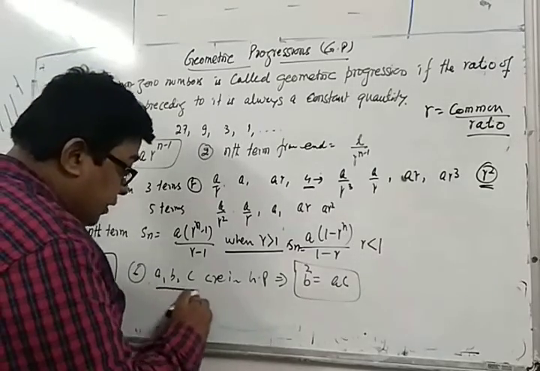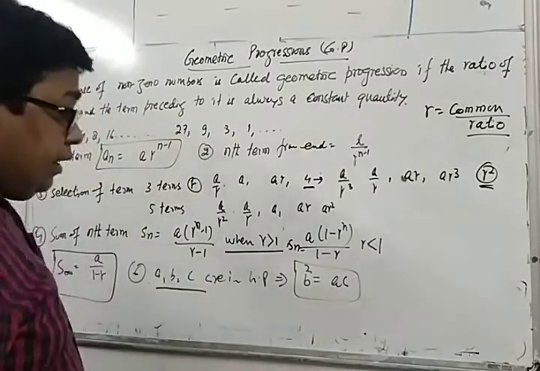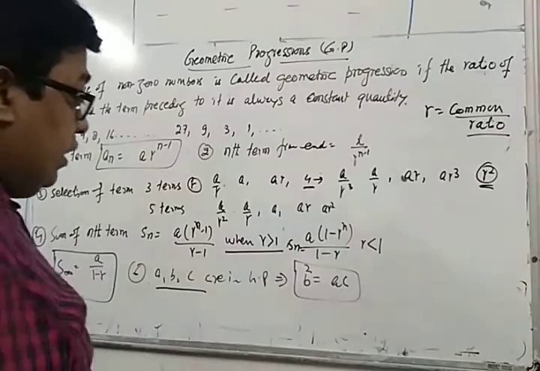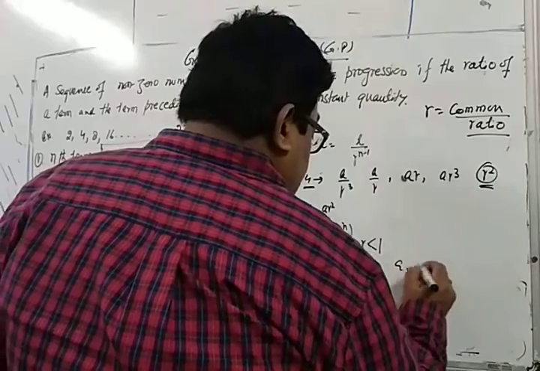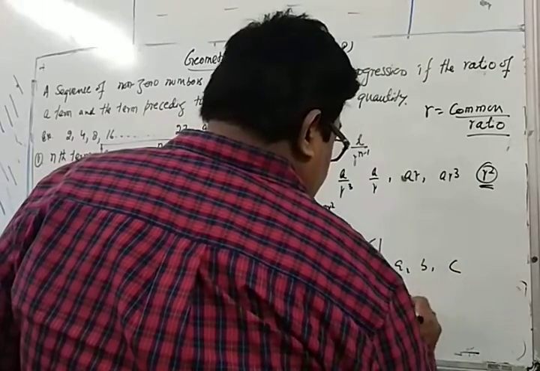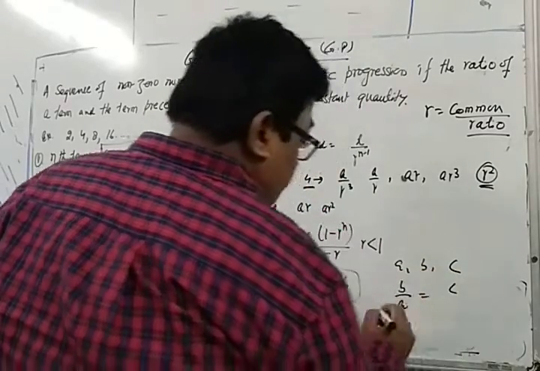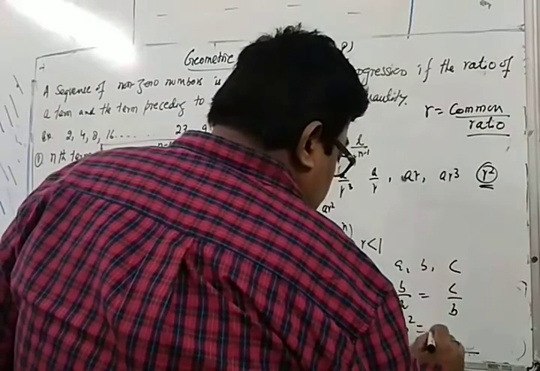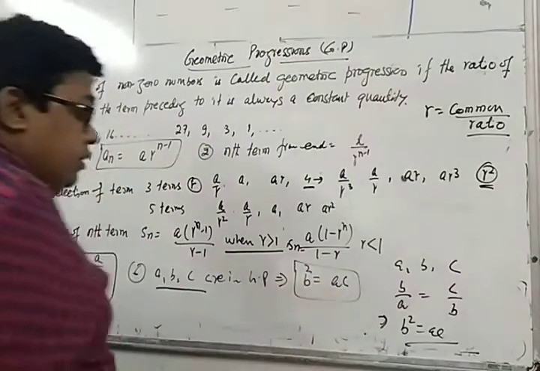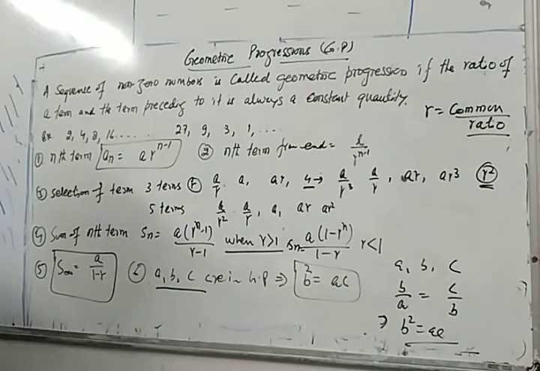And one of the important conditions or properties of GP: if A, B, C are in GP, then B square is equal to AC. It comes from here: A, B, C are in GP, so the ratio of a term to its previous term is always equal, B upon A is equal to C upon B. So by cross multiplication, B square is equal to AC. These are some important points and formulae of GP.